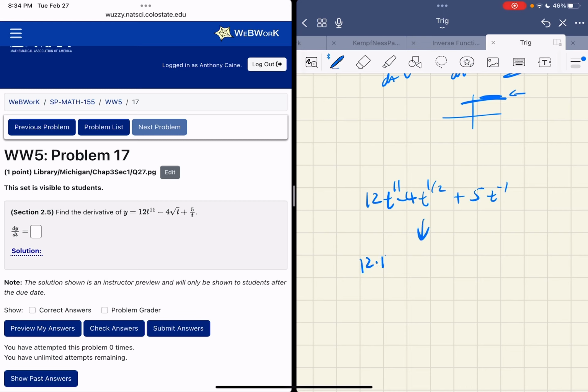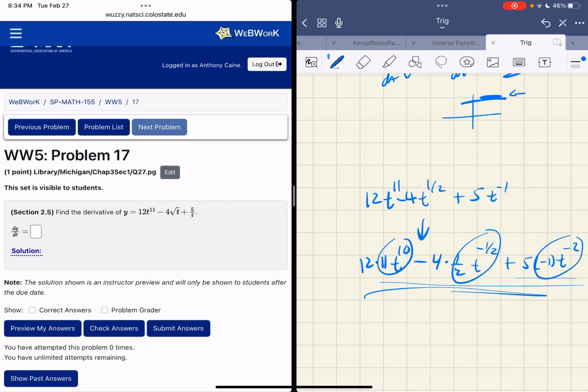Well, it's 12 times 11 t to the 10. There's the power rule. Minus 4 times 1/2 t to the minus 1/2. There's the power rule. Plus 5 times minus 1 t to the minus 2. There's the power rule. Okay, so anyway, I'd enter that and that'd be the answer. We're done. Long video. All right, see you next time.